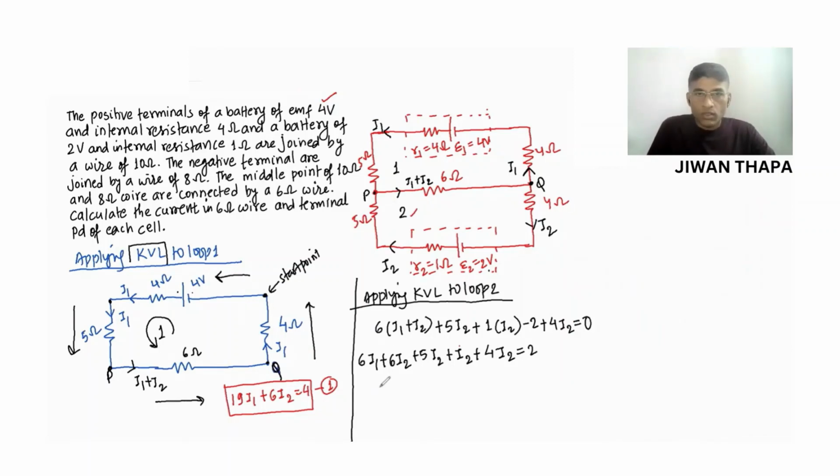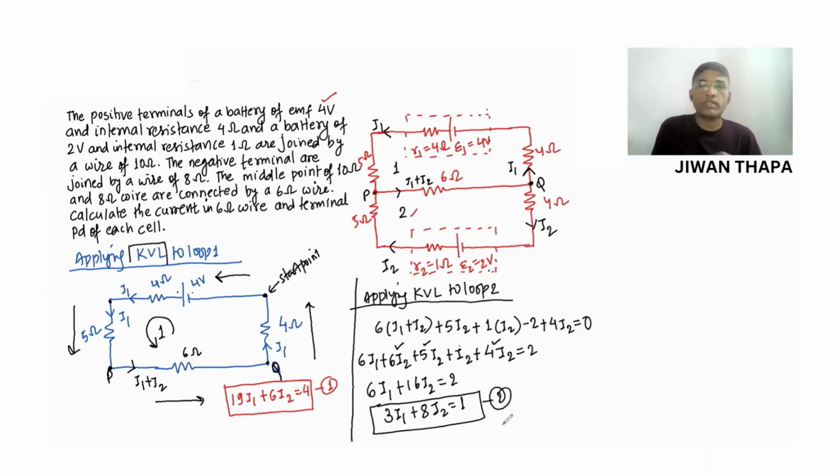Now we get this. 6I1 plus 6 plus 4, 10 plus 5, 15 plus 1, 16I2 equals 2. So let's take 2 common. So we get 3I1 plus 8I2 equals 1. Let us call it equation 2. So we have this.